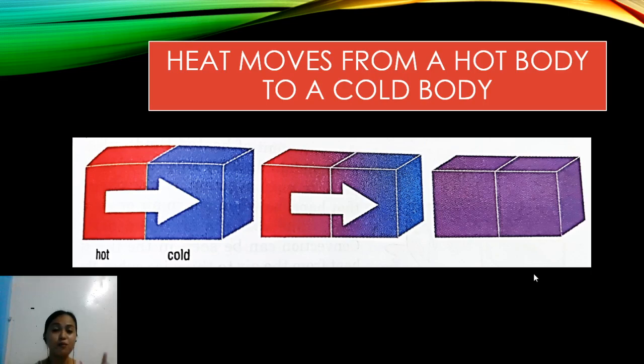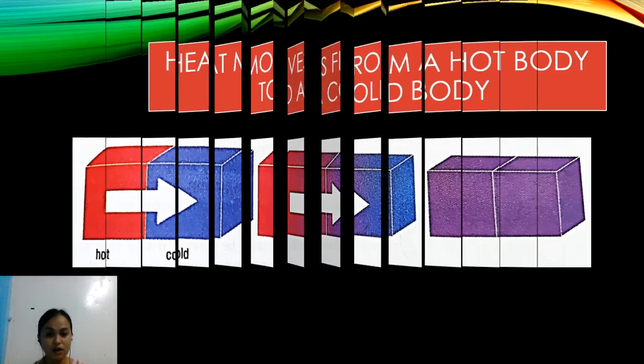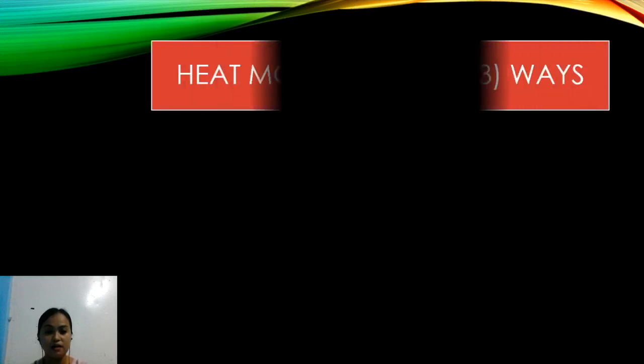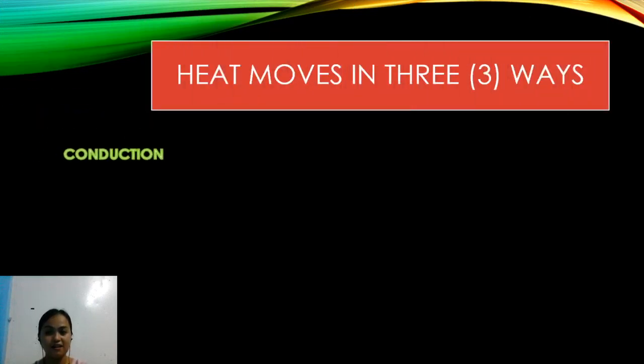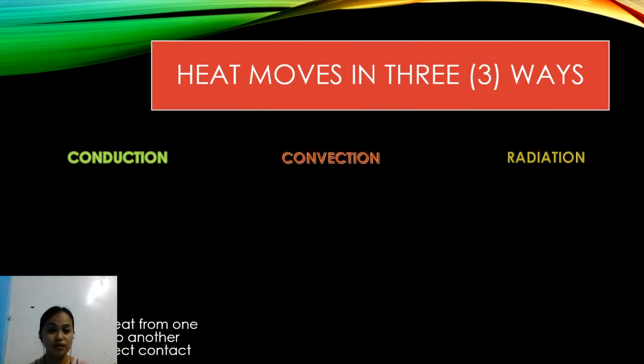Heat can move from one object to another in three ways. What are they? Okay, we have conduction, convection, and radiation. So what is conduction? It is the transfer of heat from one material to another through direct contact.